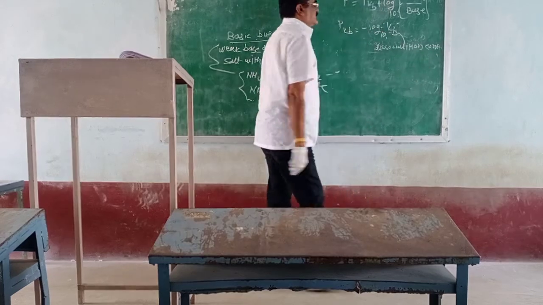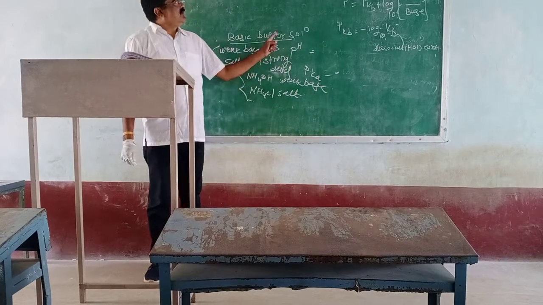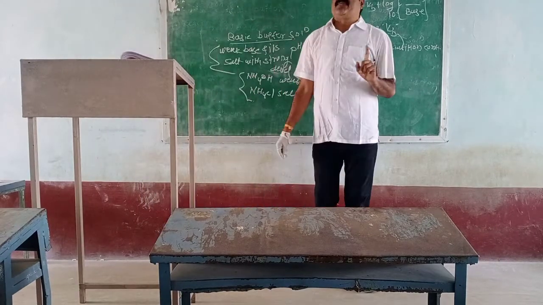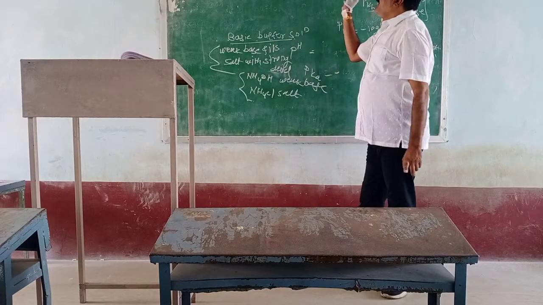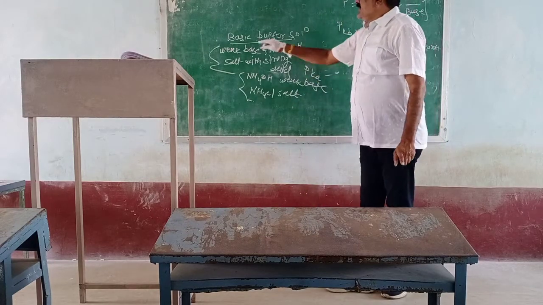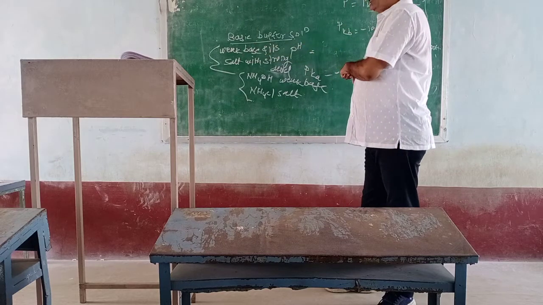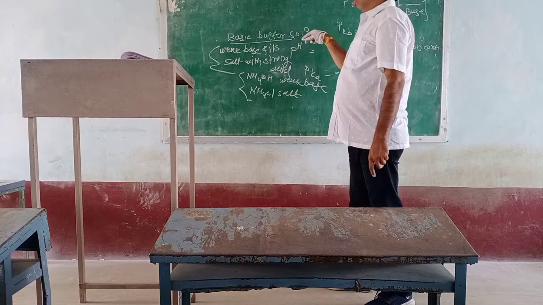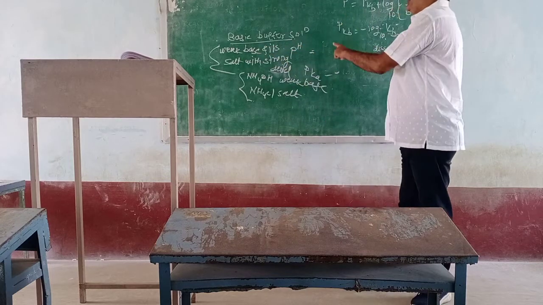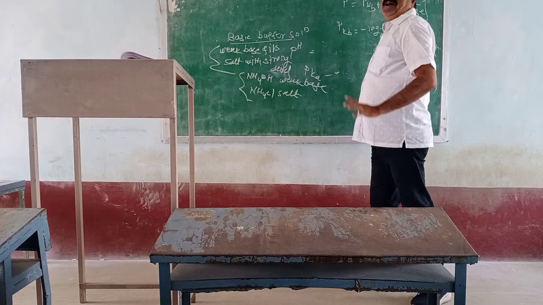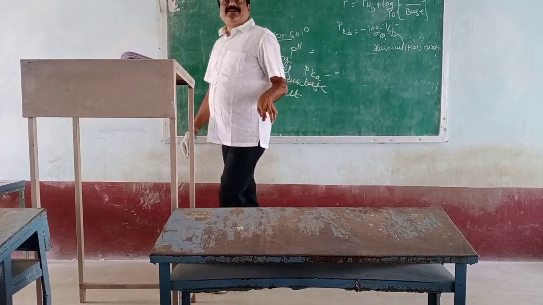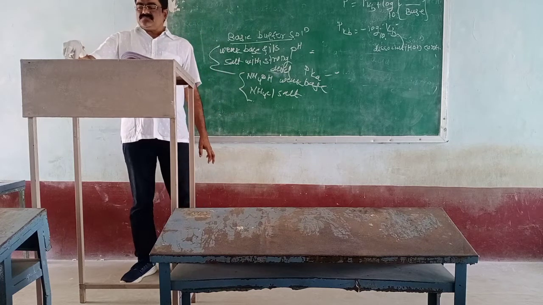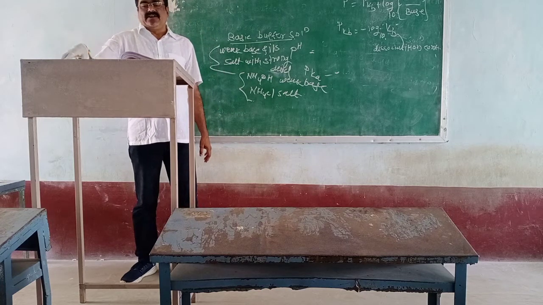For this, there are two types of buffer solution: the acidic buffer solution and the basic buffer solution. In the acidic buffer solution, there is a weak acid and its salt with a strong base, while in the case of the basic buffer solution, there is a weak base and its salt with a strong acid. That solution is called the basic buffer solution. Then how will the buffer action take place?